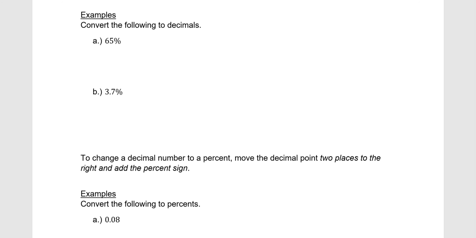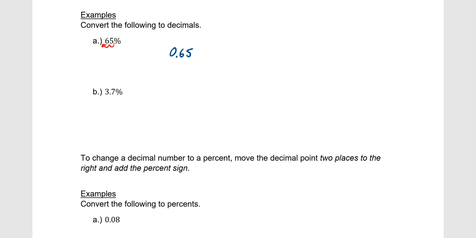So doing the first example here, converting 65% to a decimal. We're going to drop the percentage sign, and the decimal, if it's not written, is always after the number. So we move it 2 to the left. It goes right over here to the left of the 6, and we get 0.65. Once again, put a 0 in front of the decimal just to draw attention to the fact that it's there. And 0.65 is the same thing as 65%.